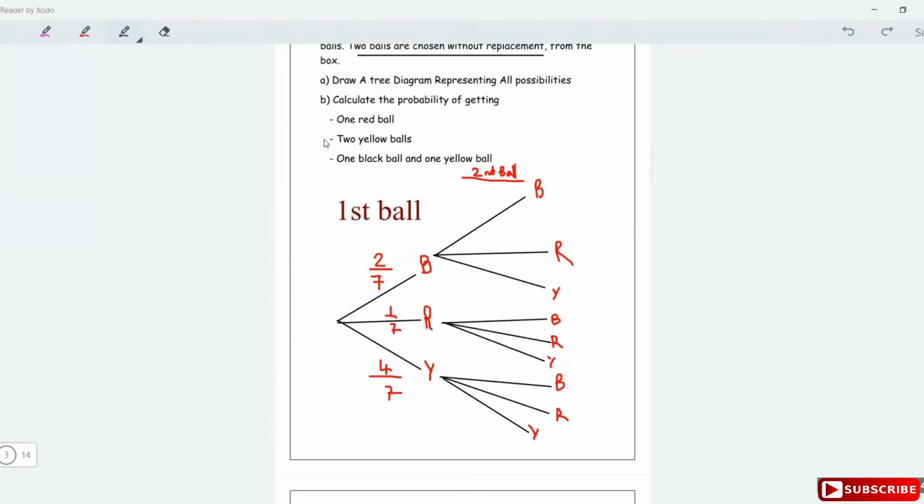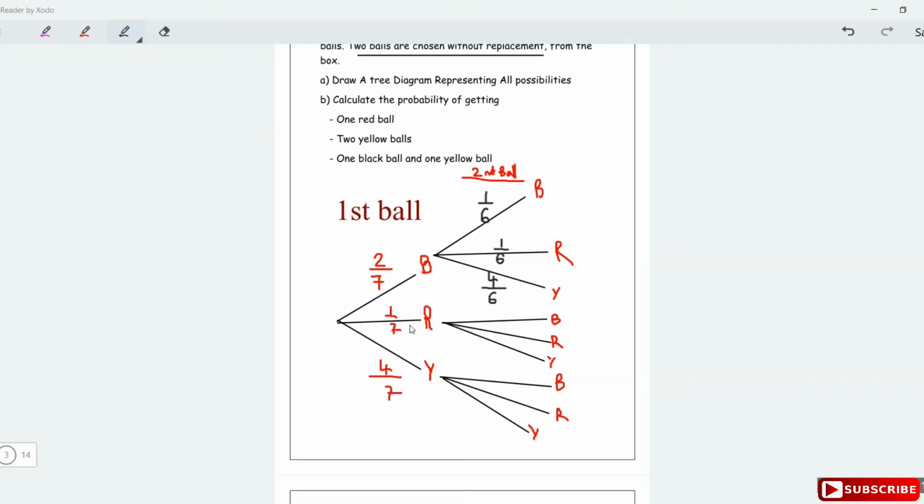So look at this now. If you draw black first, then this would be 1 out of 6 here next, because if you choose black first, 6 balls left in the bag, and so the chance of getting another black ball is 1 out of 6. Chance of getting a red would be 1 out of 6, and the chance of getting a yellow would be 4 out of 6.